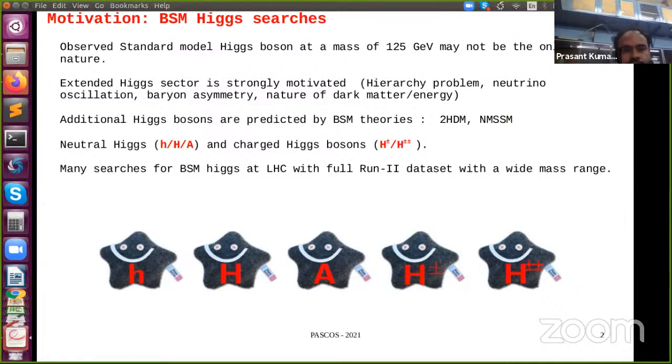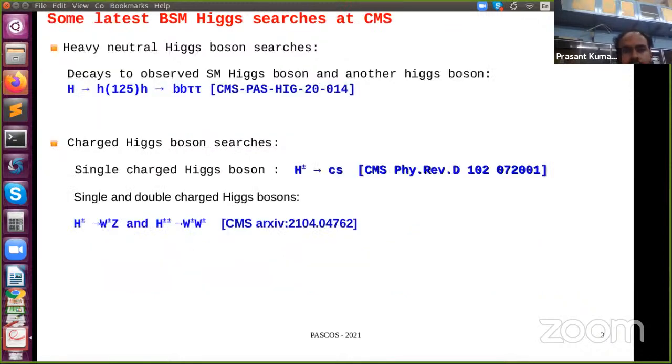Many searches have been performed in the BSM Higgs sector at the LHC with the full Run 2 data set, and that covers a wide mass range. I will be showing a few of the results that have been carried out using the full Run 2 data set. Let me move on to the next slide.